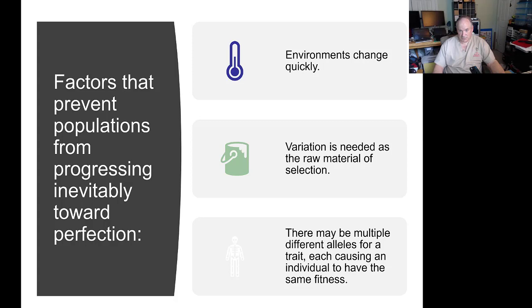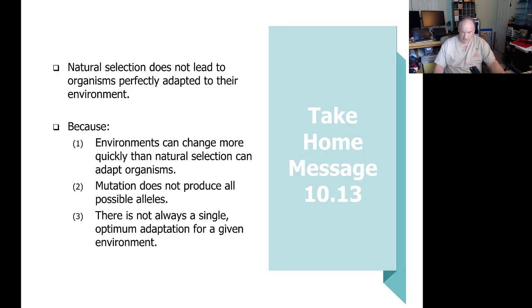Factors that prevent populations from progressing inevitably towards perfection include environmental change. Variation is needed as raw material to be selected, and there may be multiple different alleles for a trait causing an individual to have the same sort of fitness. In other words, the alleles may offer no difference in a particular environment, whereas in other environments they may. So it all depends on what we're talking about, and it's all just common sense. I'm not worried about you wrapping your brain around this, because when it comes down to it, it just makes sense. It's a systematic way to look at it. Natural selection does not lead an organism to become perfect.